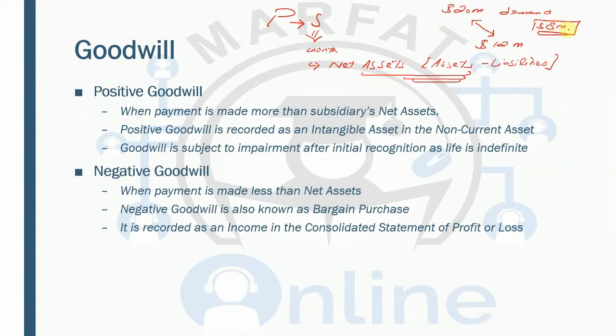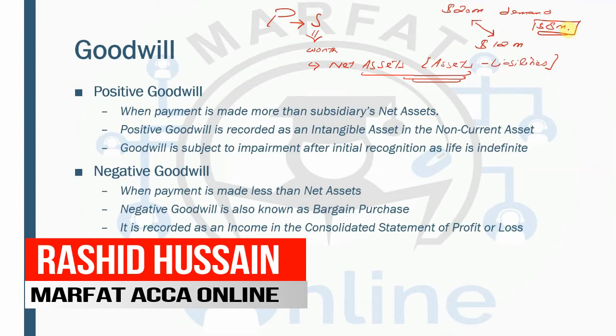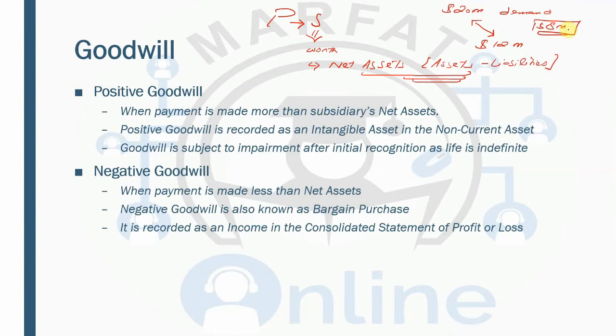Now why will the parent company be paying them more than what their net assets are worth? So there may be some good reasons for that. In order to understand those reasons, just keep it in your mind that whenever a parent company is buying a subsidiary and is willing to pay more than what their net assets are worth, they are paying for the good things, and those good things are not recognized by the subsidiary in their financial statements.